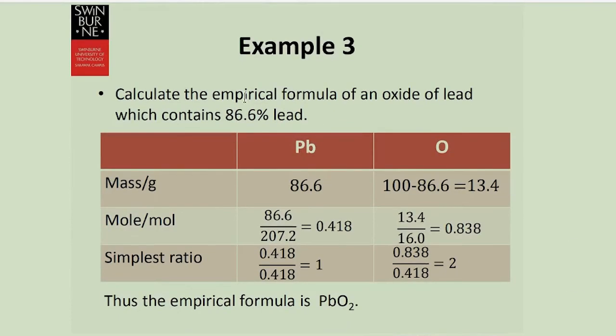So one example: calculate the empirical formula of an oxide of lead, that is lead oxide, which contains 86.6% of lead. It says that 86.6% of lead we have in lead oxide, right? So how do we find the empirical formula, that is the simplest ratio of elements in that molecule? How can we find it?